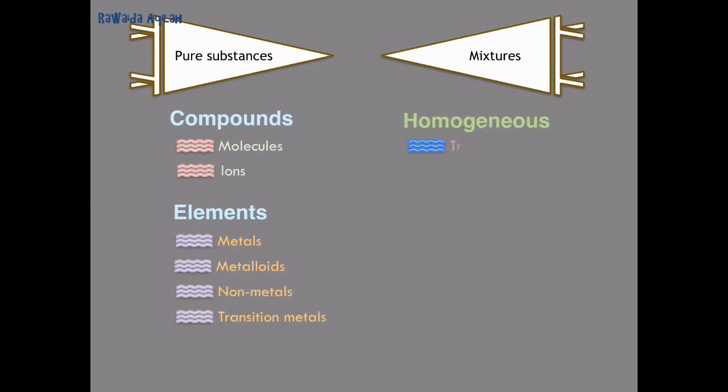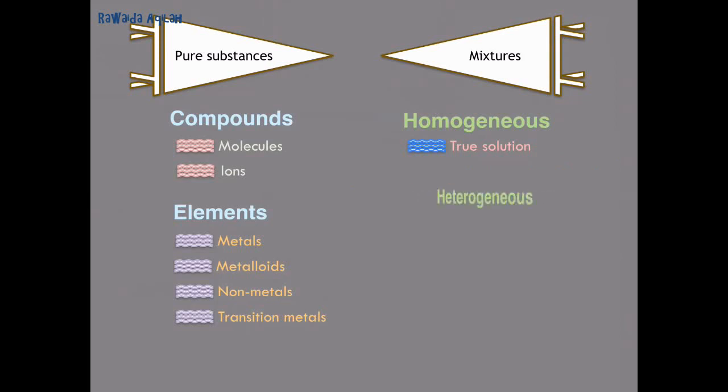On the other hand, mixtures are subdivided into homogeneous mixtures, or commonly known as solutions, where two or more substances mix. Each substance cannot be differentiated, like when we're dissolving salt in water. Once dissolved, we cannot pinpoint which is water, which is salt.